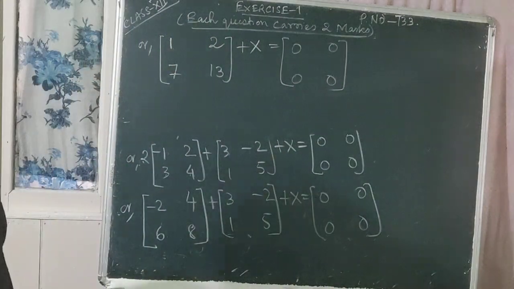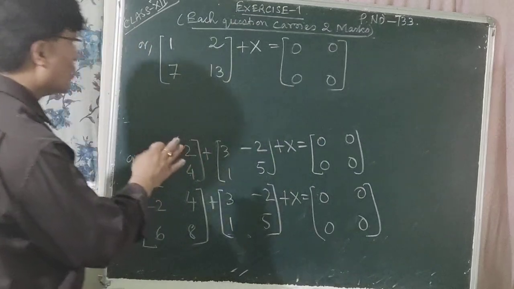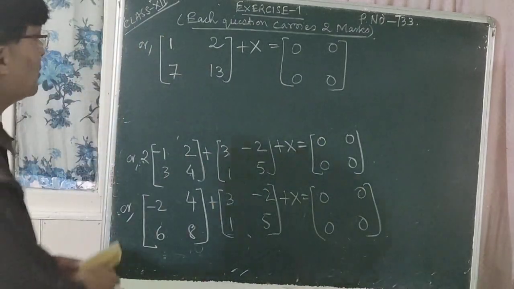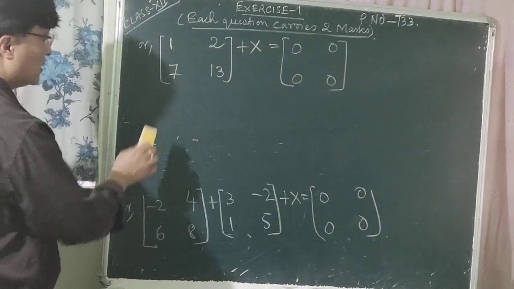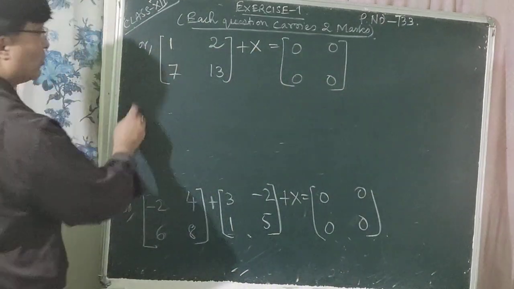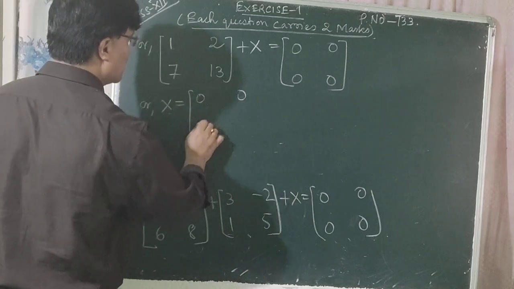So this is just an equation. So you have to take that matrix which is on the left hand side to the right hand side. Okay? So let us take this matrix to the right hand side. It is just like solving an equation, isn't it? So x is equal to, so this is 0, 0, 0, 0.